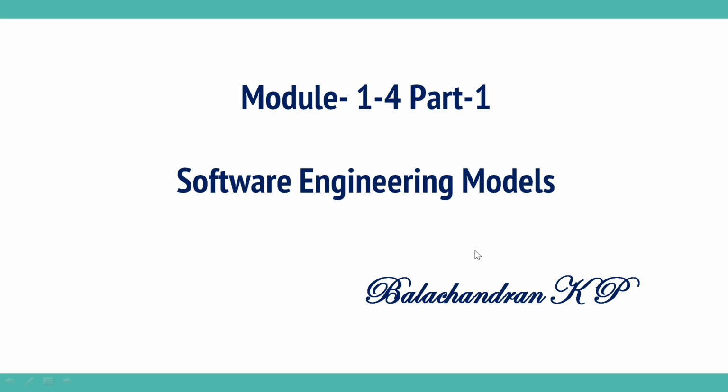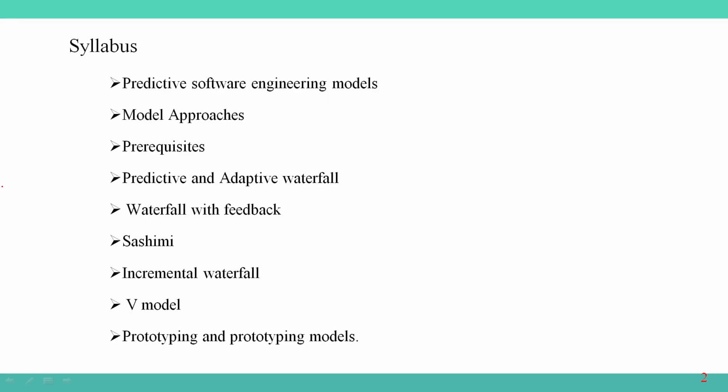We are moving on to the next section of the first module, that is part 4, which is about software engineering models. So the syllabus contains these things: predictive software engineering tools, model approaches, prerequisites for any model. Then comes the predictive and adaptive waterfall with feedback, Shashmi model, then incremental waterfall, V model, then prototypes and prototyping models, all of which are different variations of waterfall models.